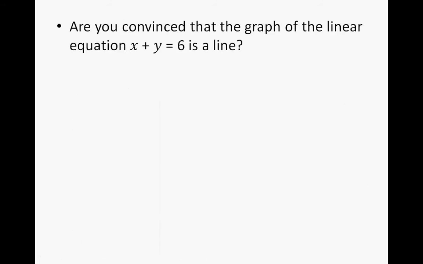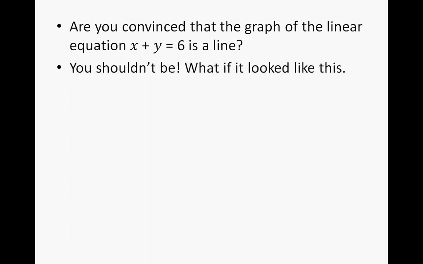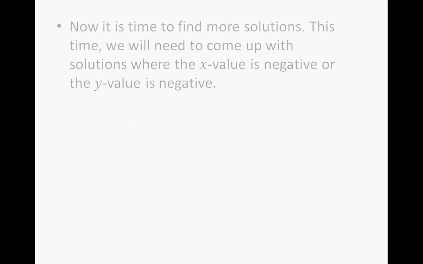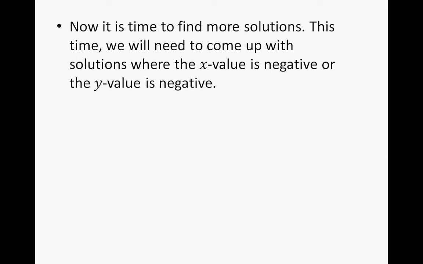Are you convinced that the graph of the linear equation x + y = 6 is still a line? Well, hopefully you said you shouldn't be, because again, what if the graph looks like this? We've kind of zoomed in, but what if there is still a curved line that connects all of these points, but it's still not a line? So it's time to find more solutions.